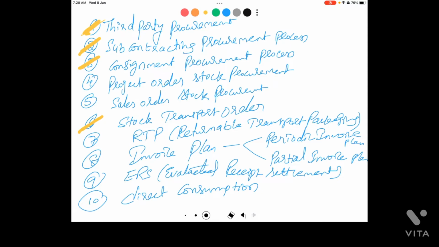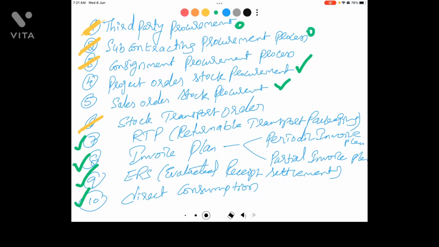Other than this, it depends on the client whether they use the other processes or not. It depends on the business, but most of the people are using the third party process, subcontracting, consignment, and this STO process. Most of the people will use them.